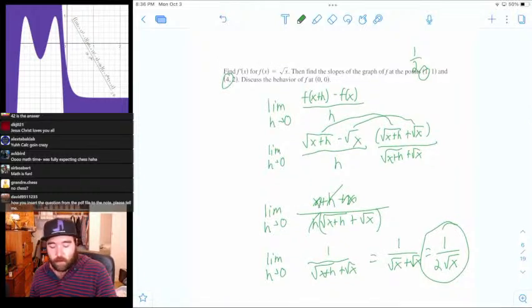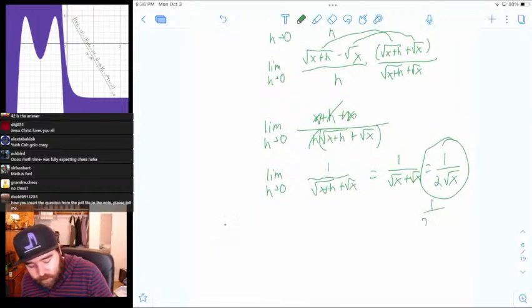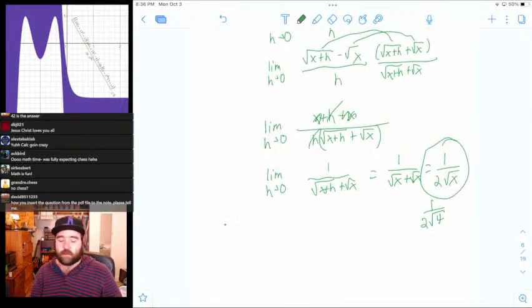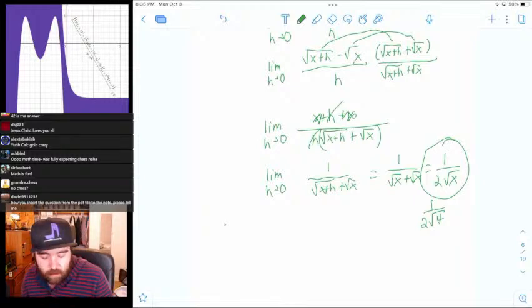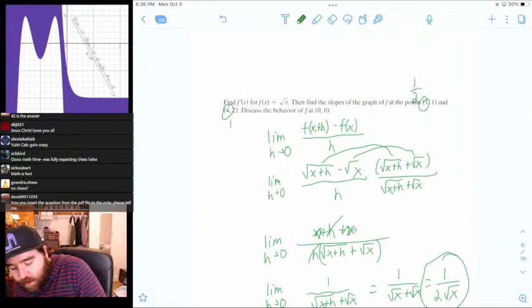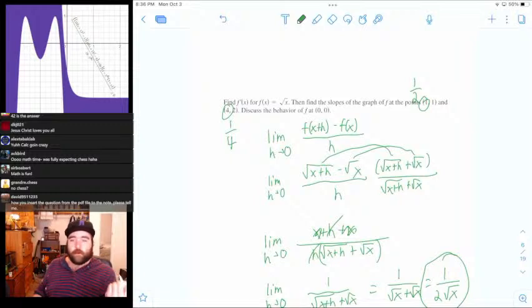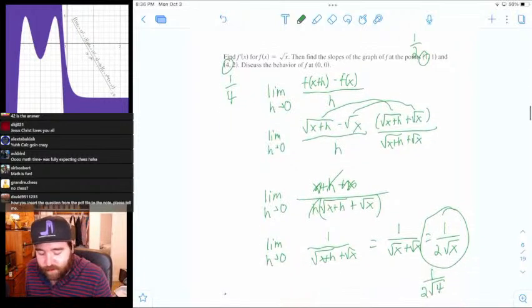X equals 4. 1 over 2 times root 4. Well, root 4 is 2. So 1 over 2 times 2 is just 1 over 4. So the slope there is 1 over 4. And so that's why I skipped it, because it's just so easy. Now we just got to plug in the x values.